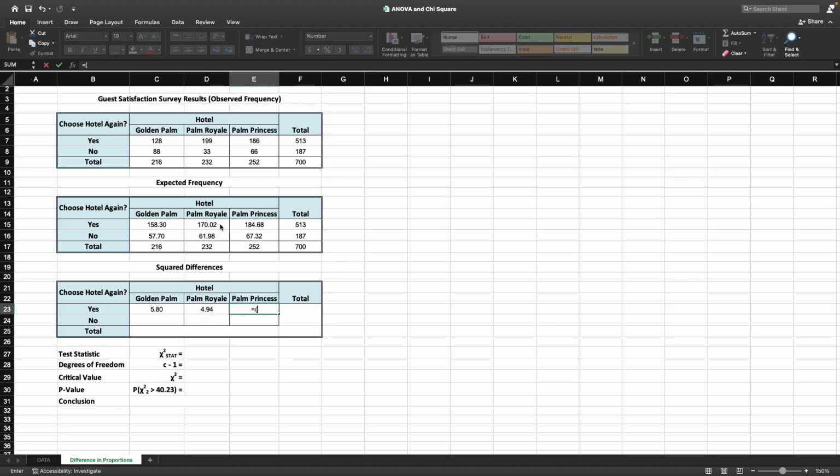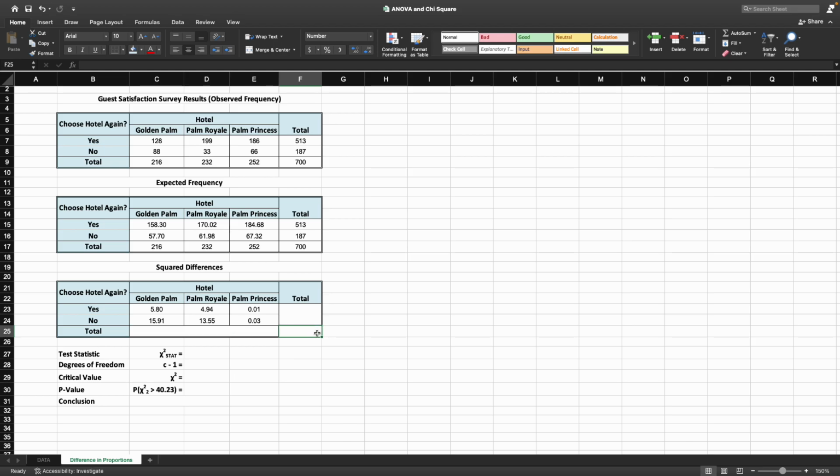Now I'm just going to keep doing this. Equals open, observed minus expected, close, square that difference, close, divide by expected. Now we're on to the nos, so equals open, observed minus expected, close, caret 2, close, divide by expected, enter. I repeat the same formula for the remaining cells. Okay, and now we can just sum all of these up.